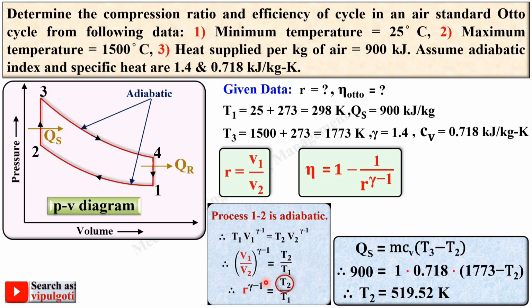Once you got this T2, then I can put it over here so that I will get the compression ratio. That will be your first answer. Once I get this compression ratio, then I can put it in this equation so that I will get the efficiency. That will be your final answer. So this is a very simple plan. Now I am going to apply this equation.